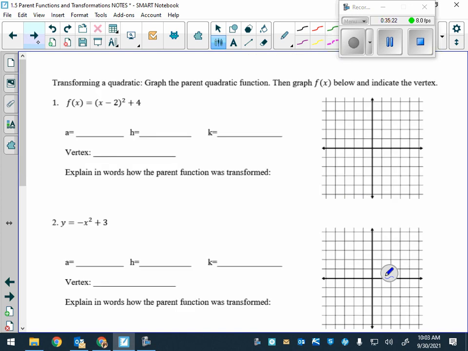What I want you to do first is graph the parent function, which is x squared. And how do you know it's a parent function of x squared? Look at the exponent. So you have on your pink sheet the values for the quadratic function.